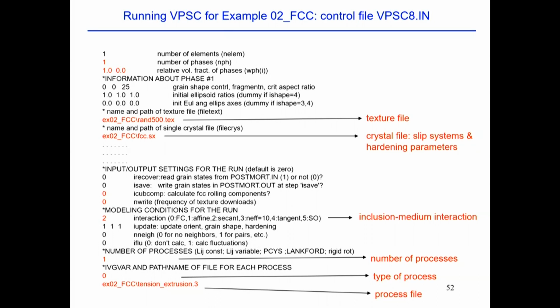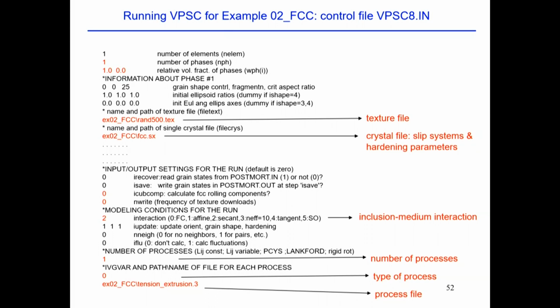So, as I said, this is information about the grain shape and orientation. Now, this is important: the name and path of the texture file. In the example that we are going to run, the file is in example 2 for FCC, and it's called rand500.txt, which is a random file of 500 grains. Then there is the name of the single crystal file, which in our case is a generic FCC, face-centered cubic single crystal, which also has the hardening parameters.